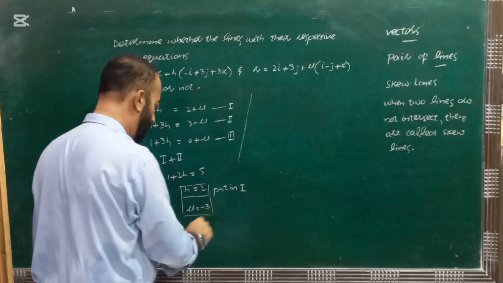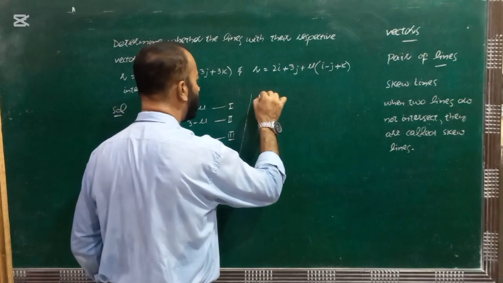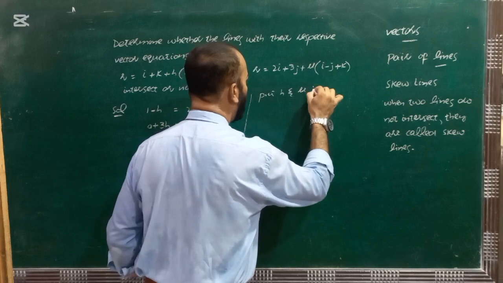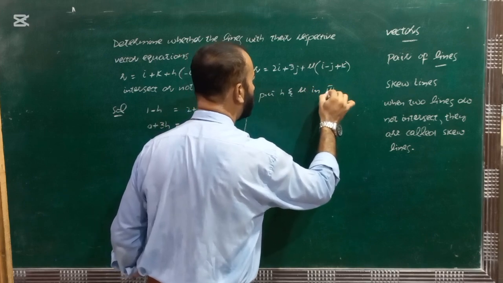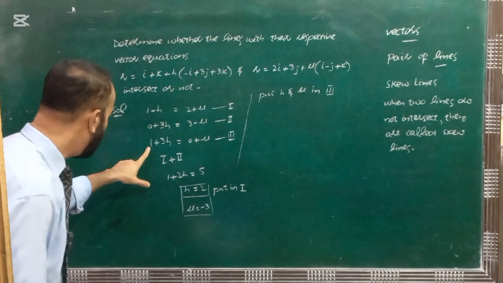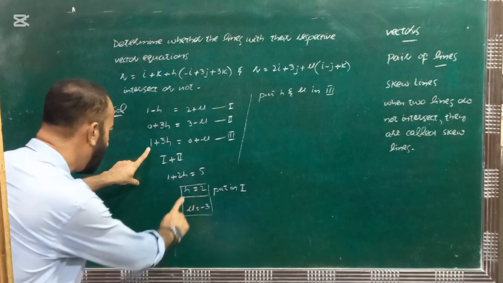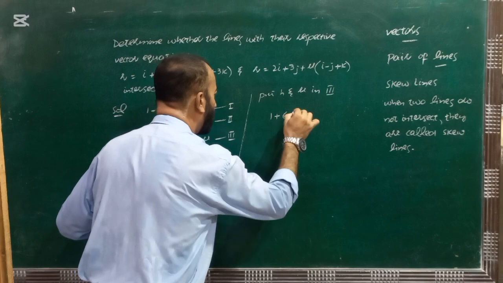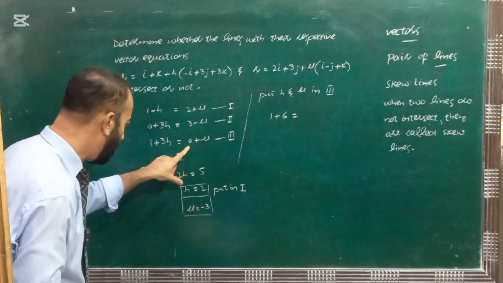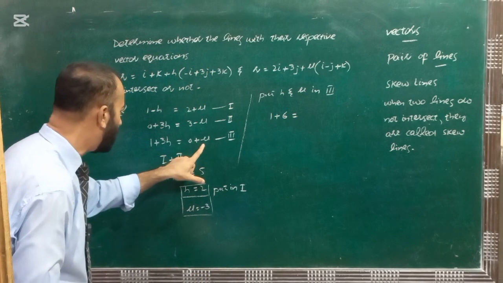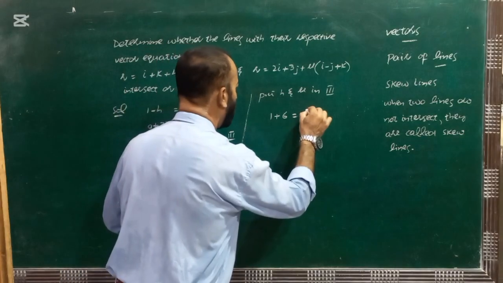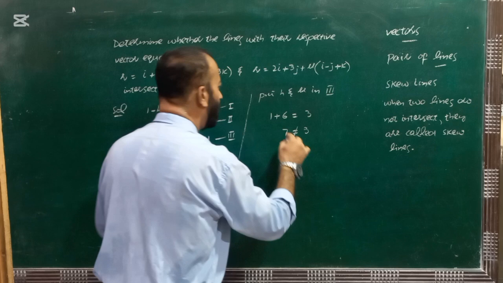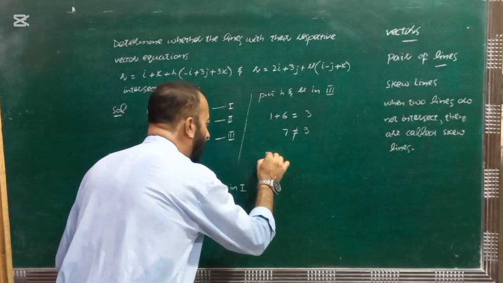Now putting these values of lambda and mu in equation number 3. So here is equation number 3. Lambda is 2, so 1 plus 6 equals, mu is minus 3, so it will become plus 3. Because 7 is not equal to 3, the lines do not intersect, so the lines are skew.